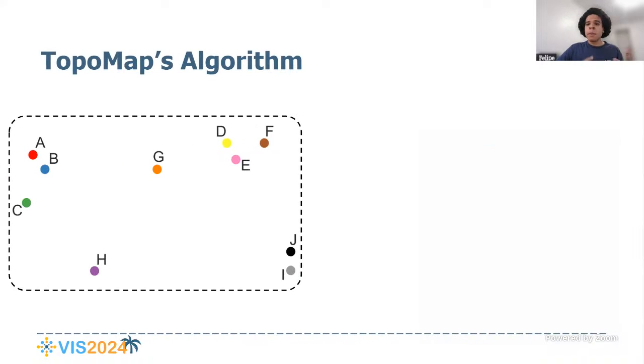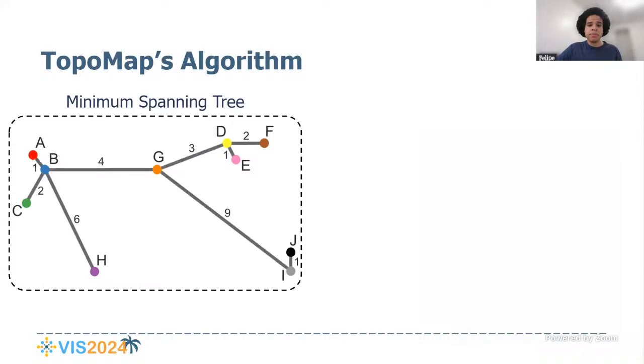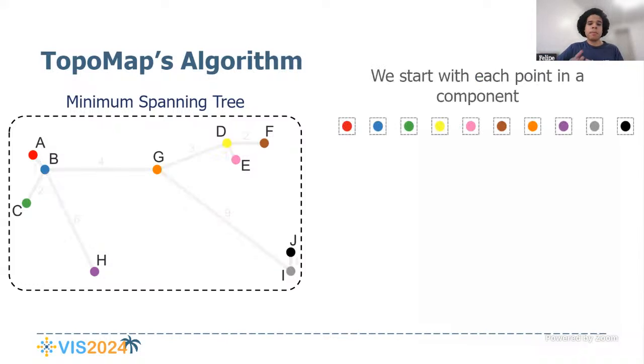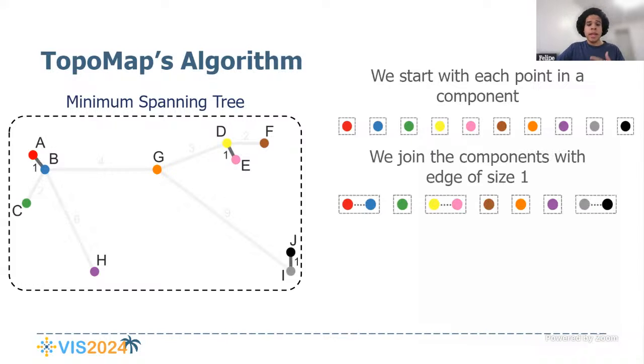Let's introduce how TopoMap works to introduce the main difference in our algorithm. We start with a set of points in high dimension. Then we compute the Euclidean minimum spanning tree. Our goal is to place points in 2D respecting these distances. We start with a component for each point. And we join components following the increasing distance in the Euclidean minimum spanning tree.